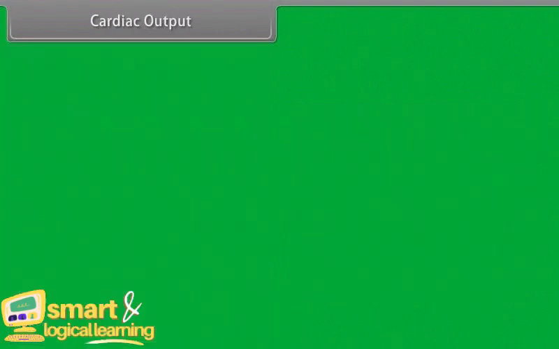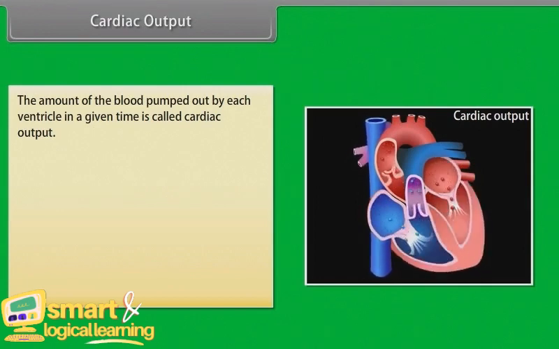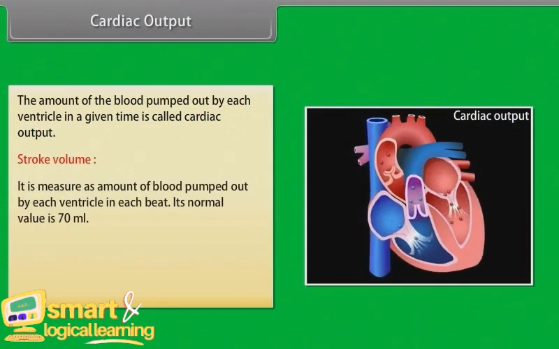Cardiac output. The amount of blood pumped out by each ventricle in a given time is called cardiac output. Stroke volume. It is measured as the amount of blood pumped out by each ventricle in each beat. Its normal value is 70 milliliters.